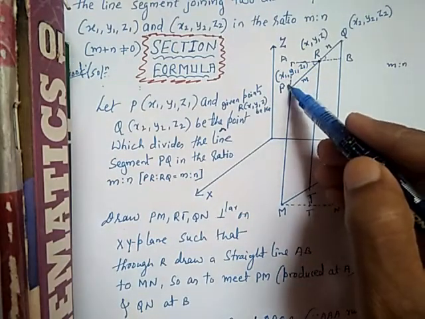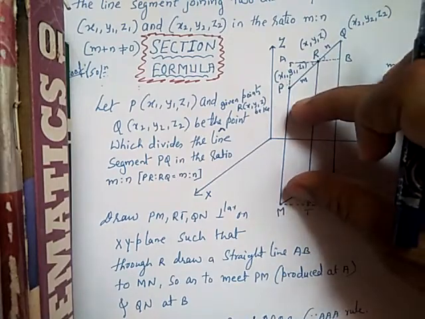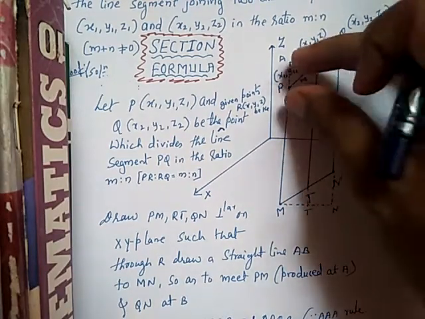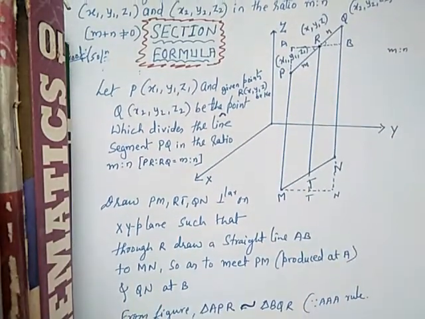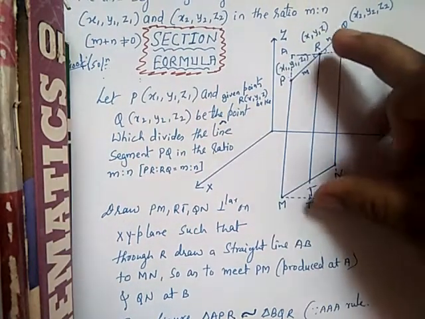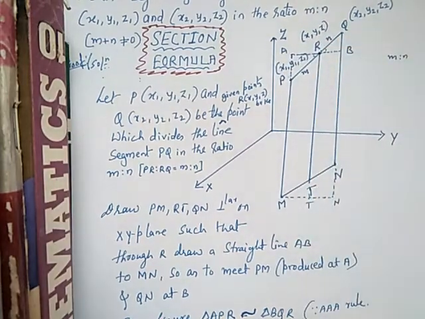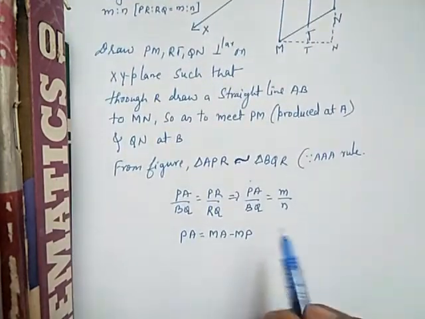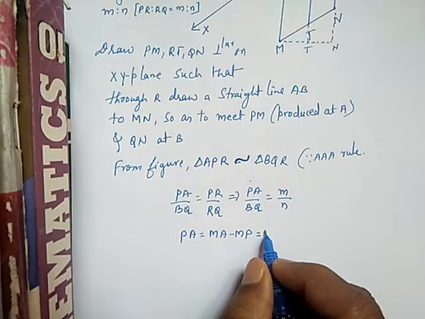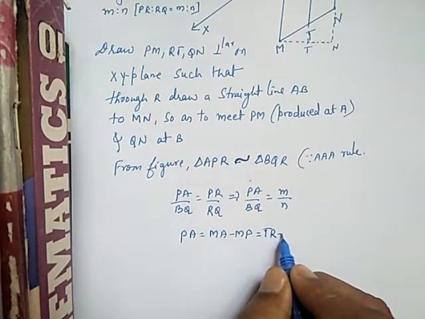Here, PA is what? Where is PA? PA means MP minus MA minus MP. This complete minus this one, you will get PA. So MA is nothing but what? TR here, because these two are equal. So this can be written as MA minus MP is equal to TR minus MP.